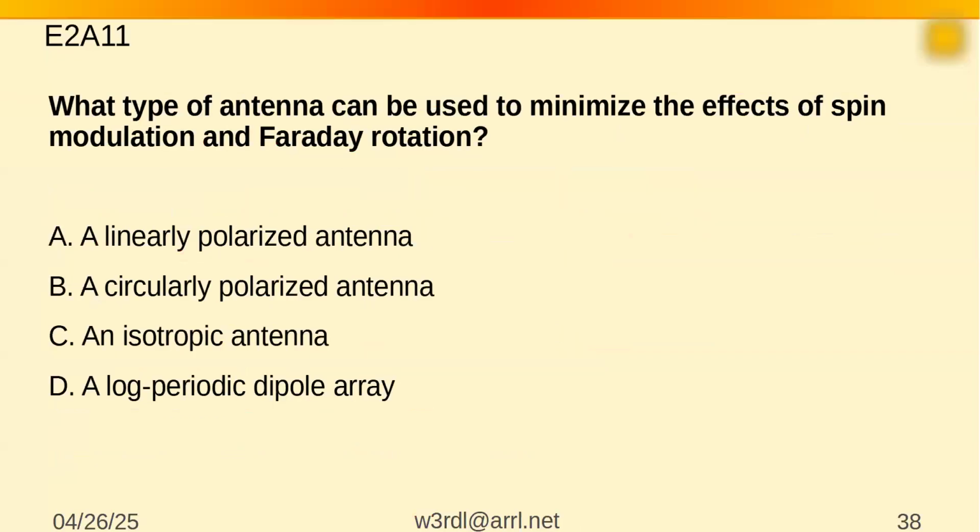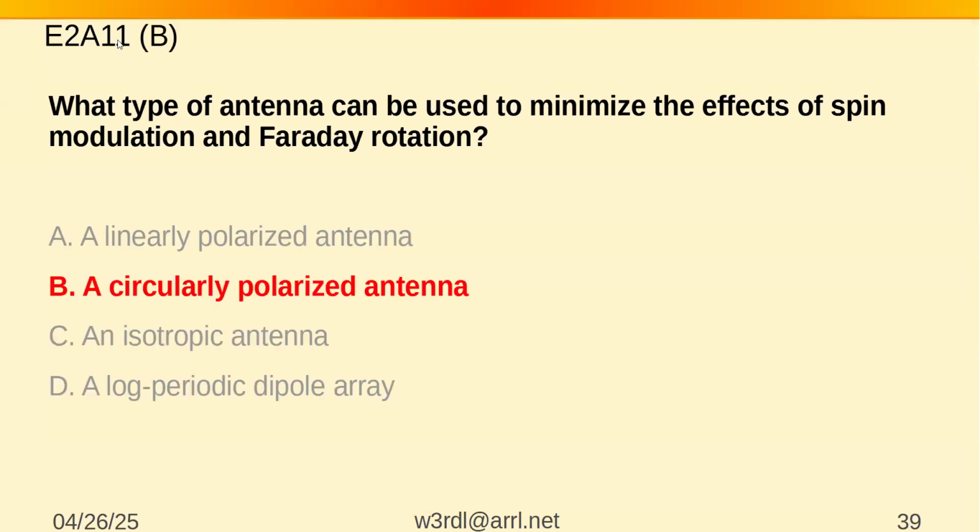So what type of antenna can be used to minimize the effects of spin modulation and Faraday rotation? It's all dipole array. Well, if you could keep it synchronized. Put that on. It's off here.